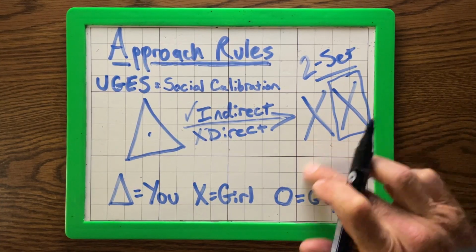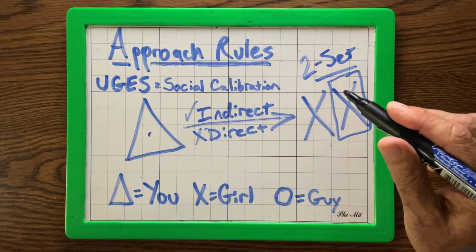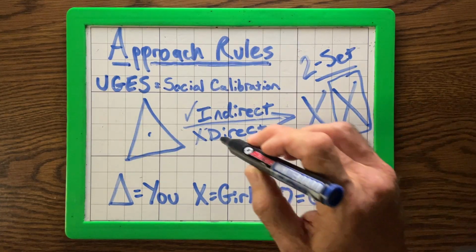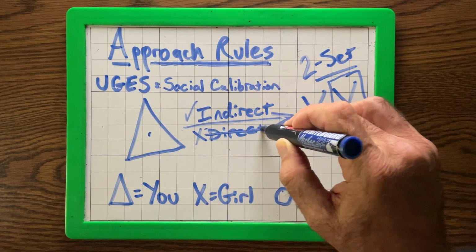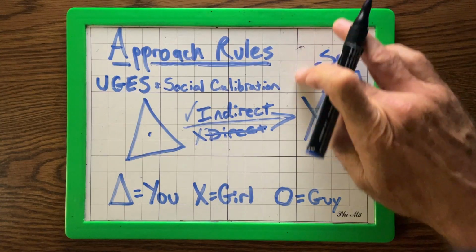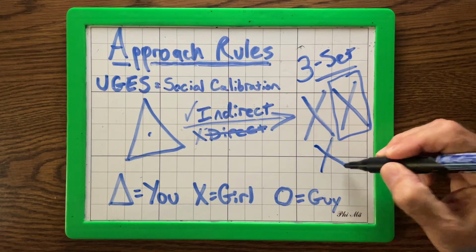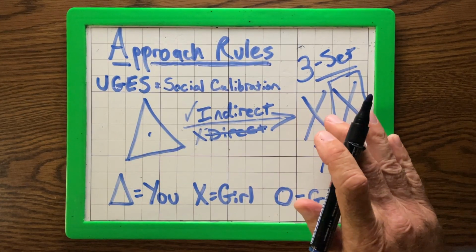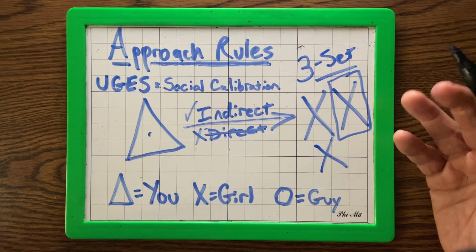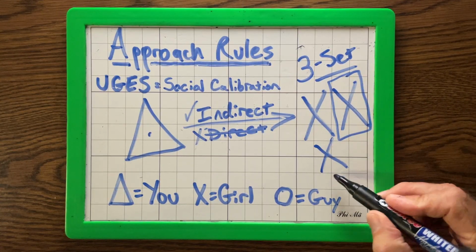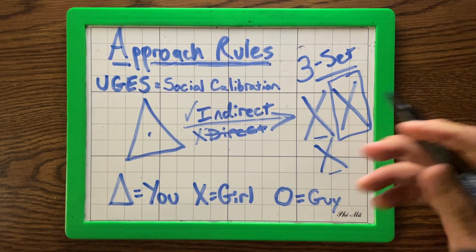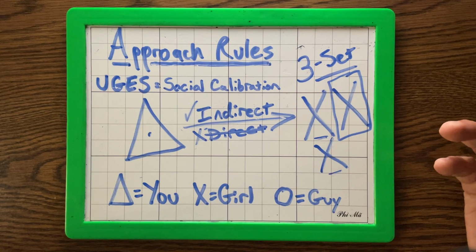Okay, we've done a 2 set, a 1 set. We know that we're not going to do any more direct approaches for anything above a 1 set, so let's try a 3 set. We've got 3 girls. We know it's going to be indirect. Who do we open? Well, as long as it's not the one we're interested in, we can open either of the other 2 girls, either of the other 2 obstacles.